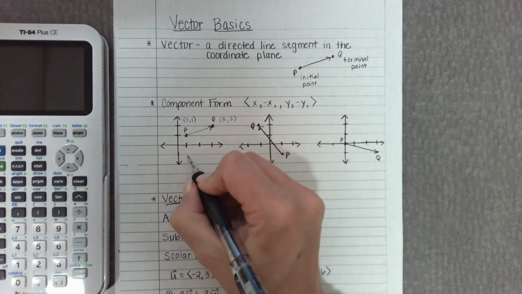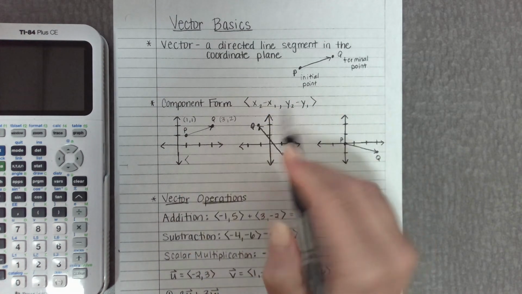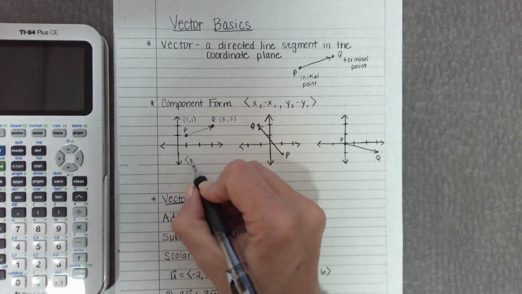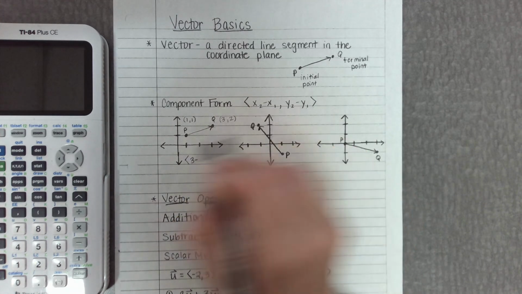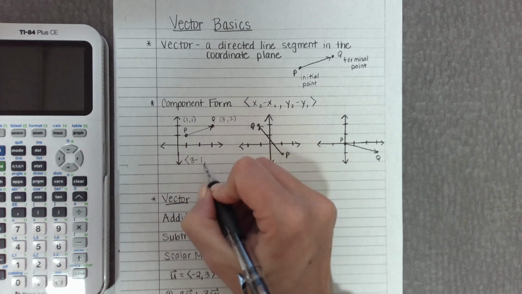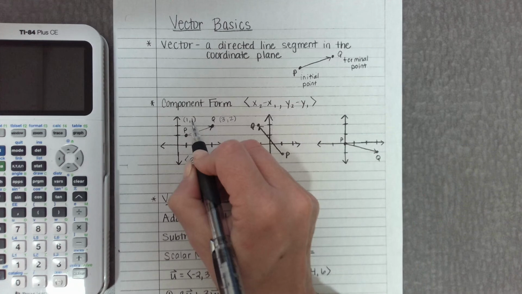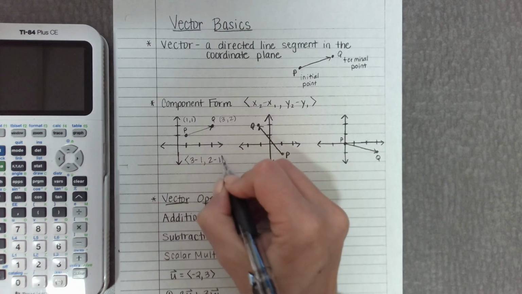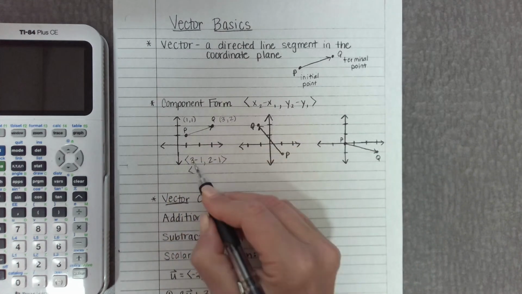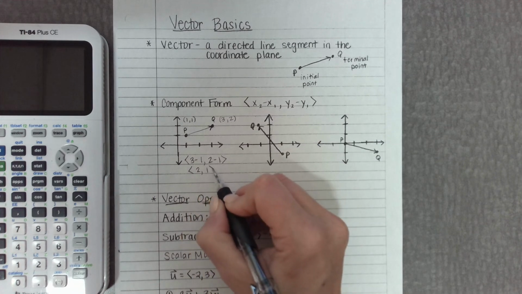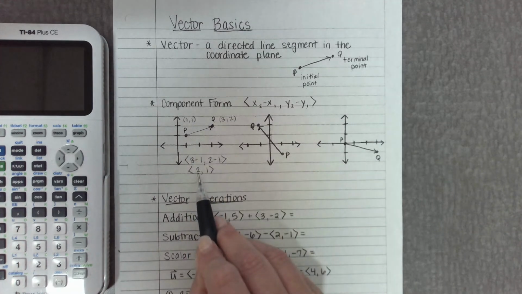So to put that in component form, we subtract x2, which is 3, minus x1, which is 1, and then we subtract our y's, y2 minus y1, which is 2 minus 1. So 3 minus 1 is 2, 2 minus 1 is 1, so this vector is vector 2, 1.